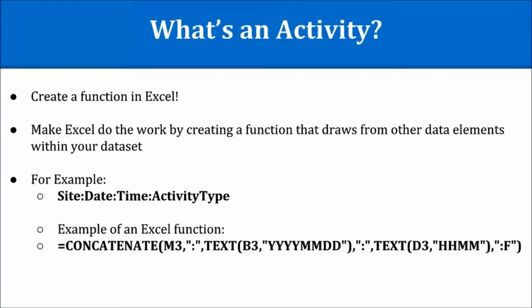But this concatenation formula is what you might really want to take away from here. Activity IDs are one of the most difficult parts to generate, but we're giving you the answer right here. So concatenate M3, so your cells might be a little different. But this is a way to say, take the information from my cell M3, put in a colon, and then put in my date here, and then also put in my time, etc. So just a surefire way of getting it right.